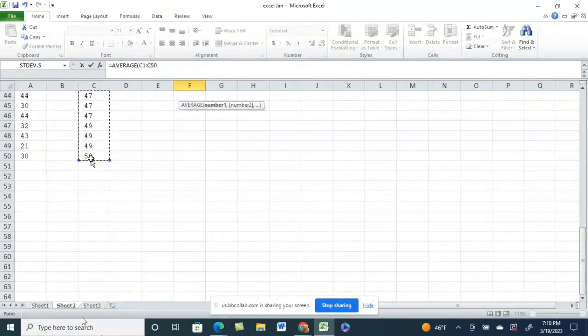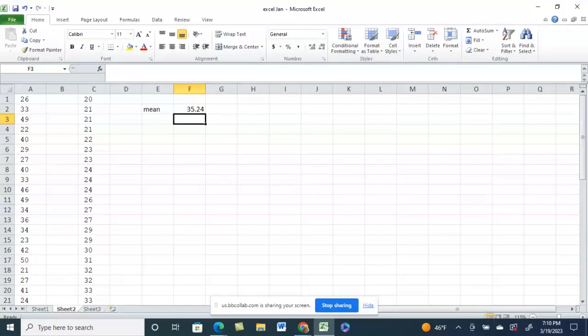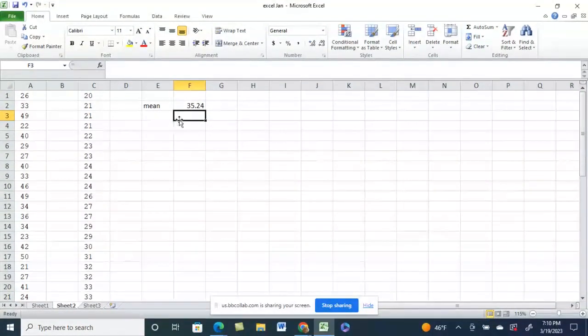So just press that and press enter. And 35.24, about two or three decimal places, is our mean. To do that, you just go equal average. You can see that on the top right where the function bar is, average. And that makes sense, right? 35 is right between 20 and 50. So make sure your numbers make sense.